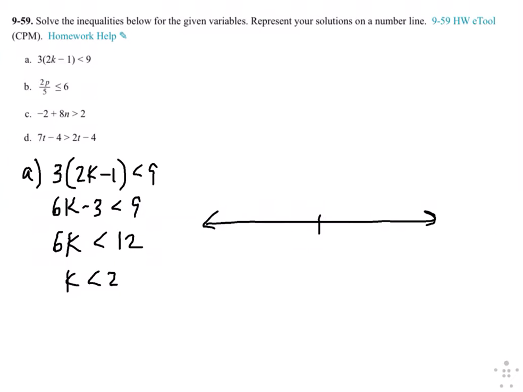So my number line, 0 to negative 2. Okay. Open circle, since it's less than, right? Less than and greater than is an open circle, and less than goes to the left. So there's my graph. Let's do B.